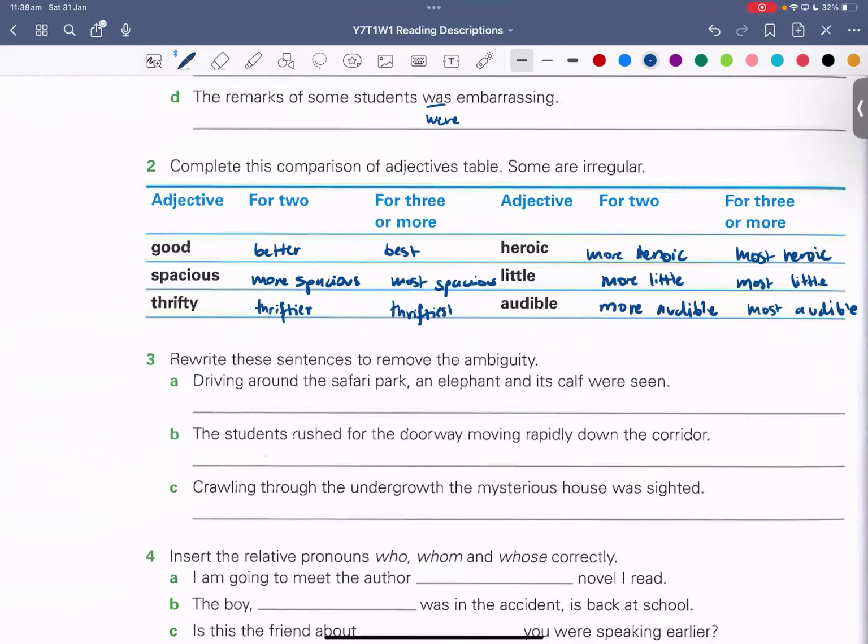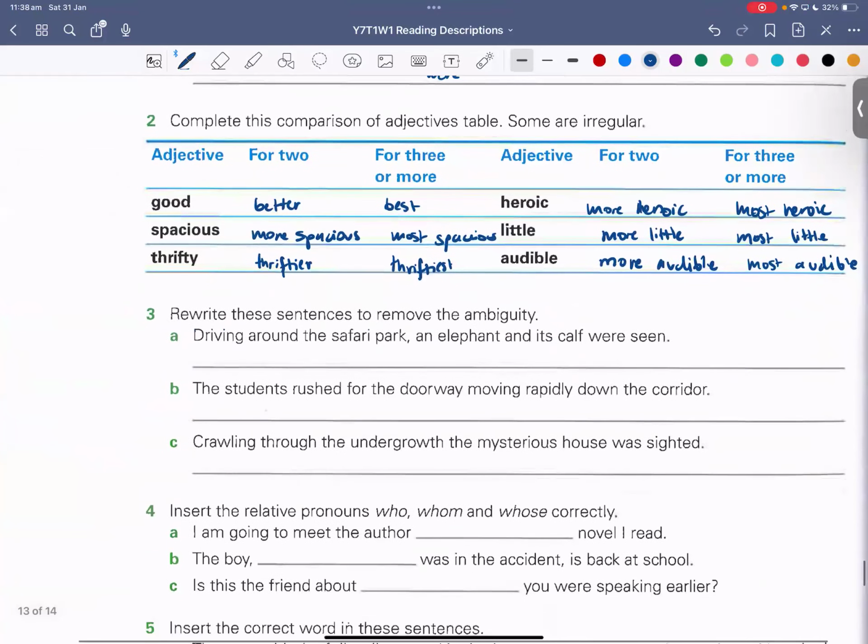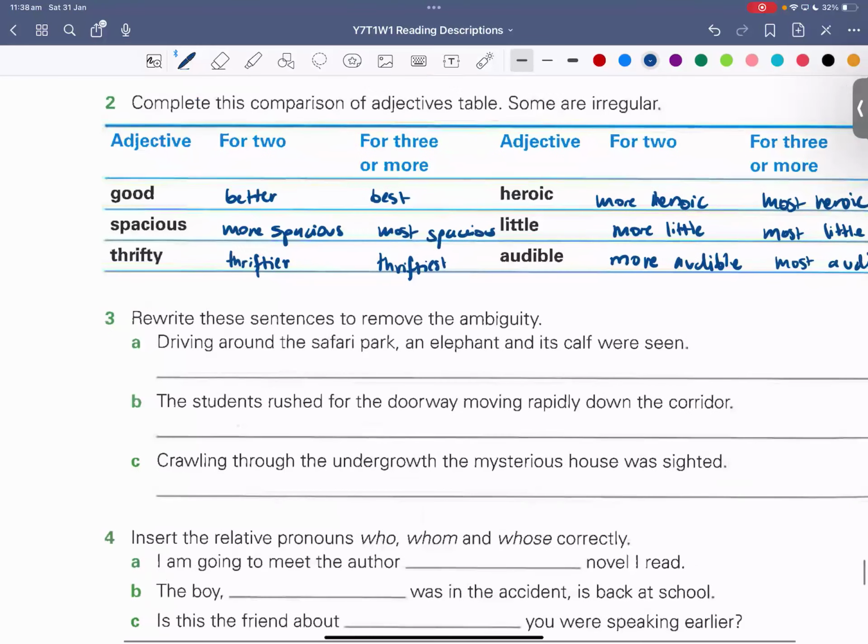Rewrite the sentence to remove the ambiguity. Can anyone tell me what ambiguity means? Ambiguity means when something is not clear, it's not specific, it's vague. So for example, you see here, driving around the safari park, who is driving around? They're not being specific. So that's ambiguous. Okay? So let's change it to remove the ambiguity.